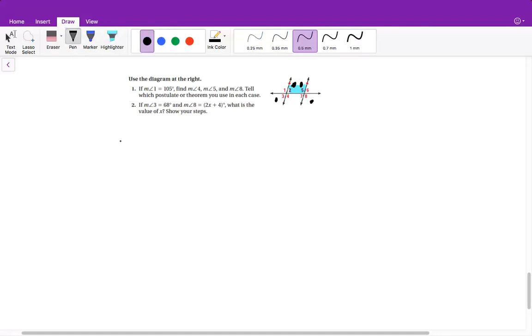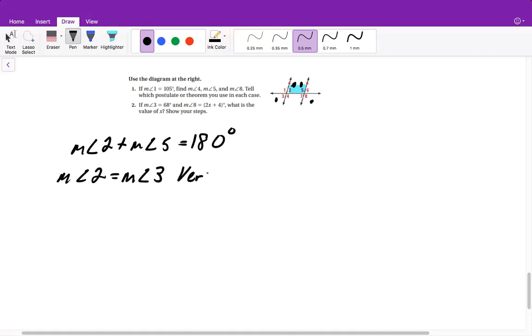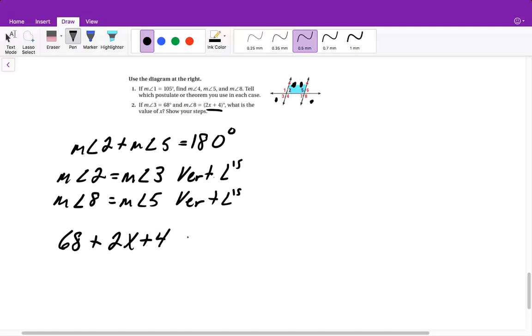So we can say that the measure of angle 2 plus the measure of angle 5 is equal to 180 degrees. We know that the measure of angle 2 is equal to the measure of angle 3 because they are vertical angles. And we know that the measure of angle 8 is equal to the measure of angle 5 because they are also vertical angles. So we can substitute in. For the measure of angle 2, we substitute in the measure of angle 3, so that's 68 degrees. We substitute in the measure of angle 8 for the measure of angle 5, so that's 2x plus 4 degrees, and we know it's equal to 180. We can then go ahead and solve.